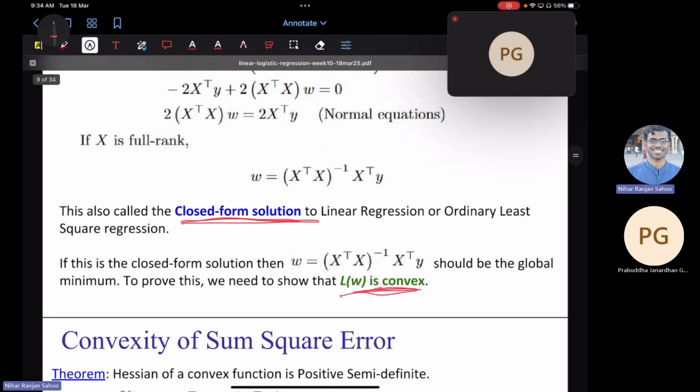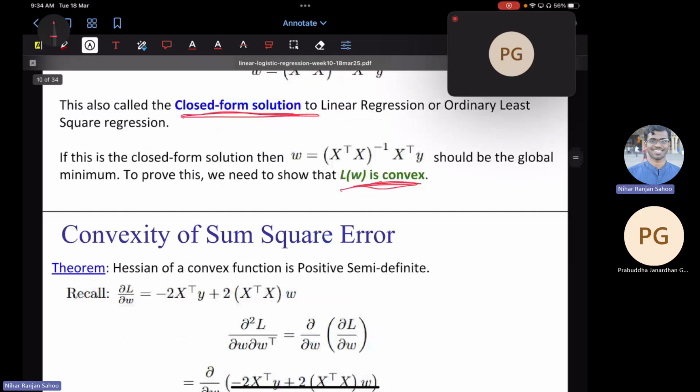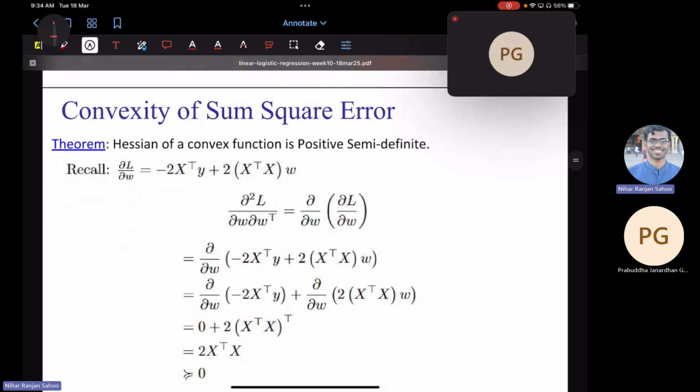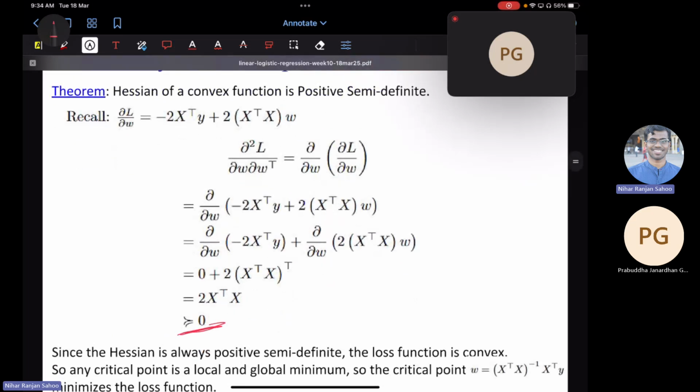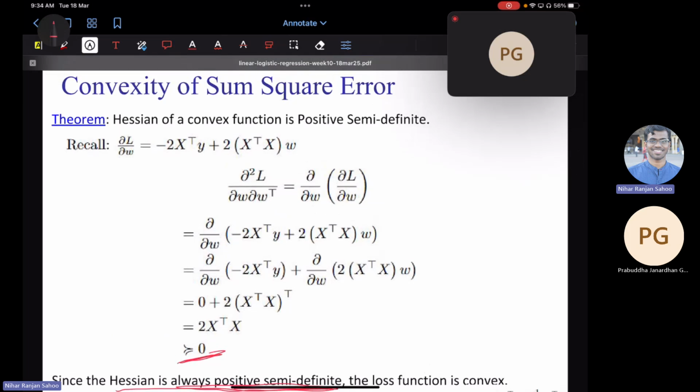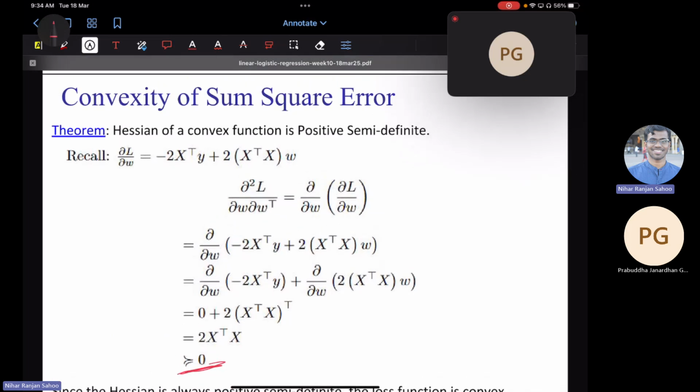So again, we'll discuss convexity today also for logistic loss. If you have any doubt regarding convexity, you can ask me. I am planning to discuss a little bit more about convex functions also. So this is what we proved, why the sum squared error is convex. What we discussed is that the Hessian is greater than or equal to 0, meaning the Hessian matrix is positive semi-definite. That is the condition for the function to be convex. So that's the theorem we used.